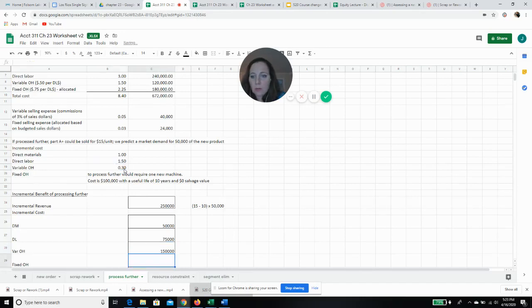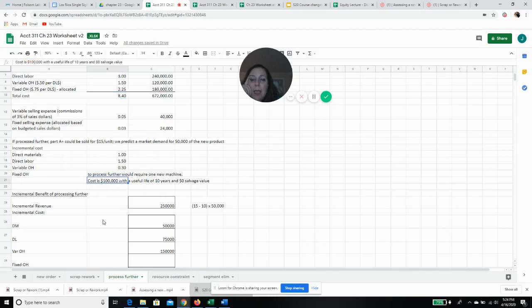And my incremental variable overhead is going to be 50,000 times my incremental variable overhead of 30 cents a unit. And fixed overhead, I'm only going to look at the incremental fixed overhead. So I don't have to look at the original fixed overhead because that's already being captured in the original product cost. And so we don't have to do it here because we're only looking at incremental costs.